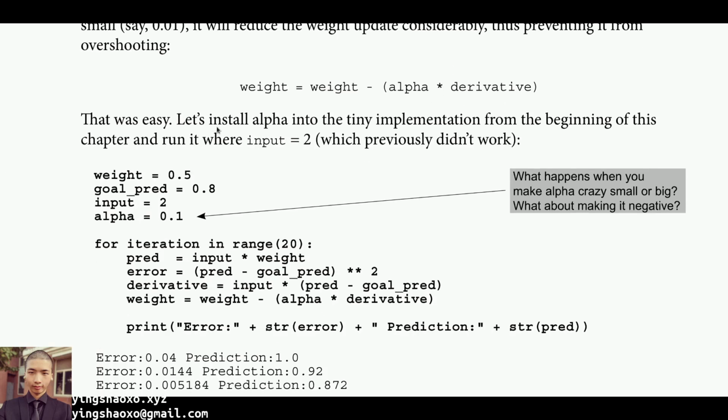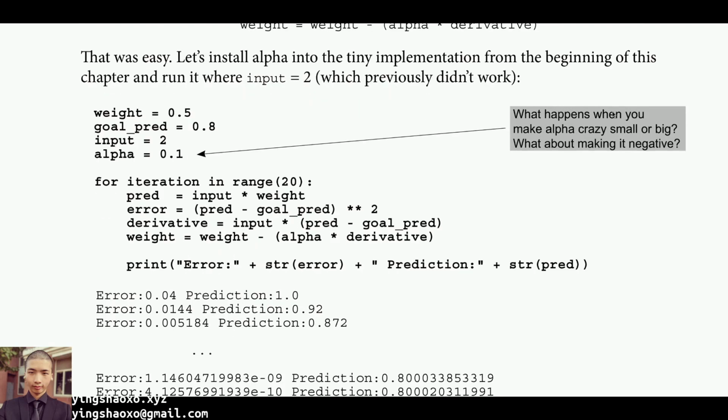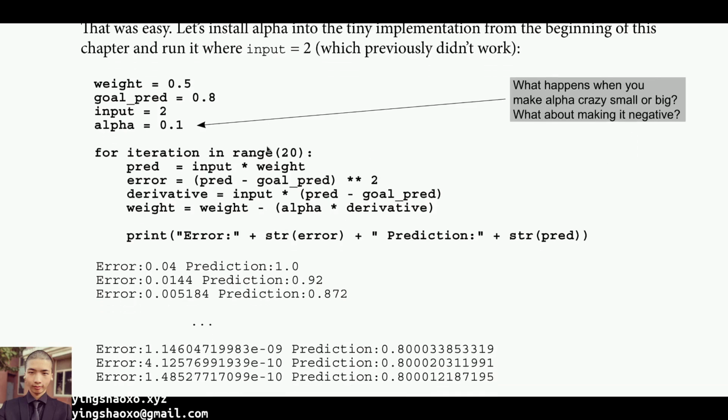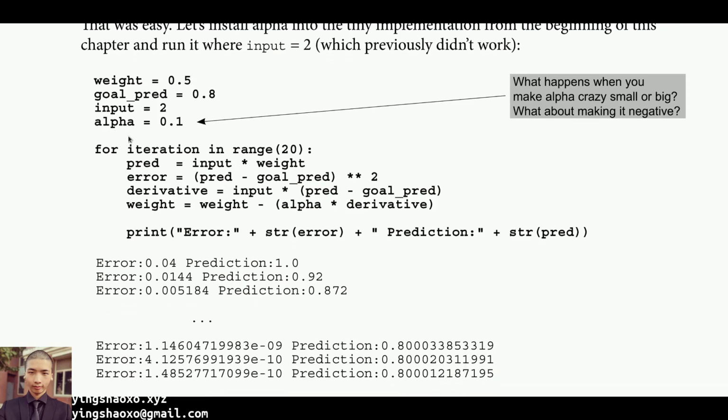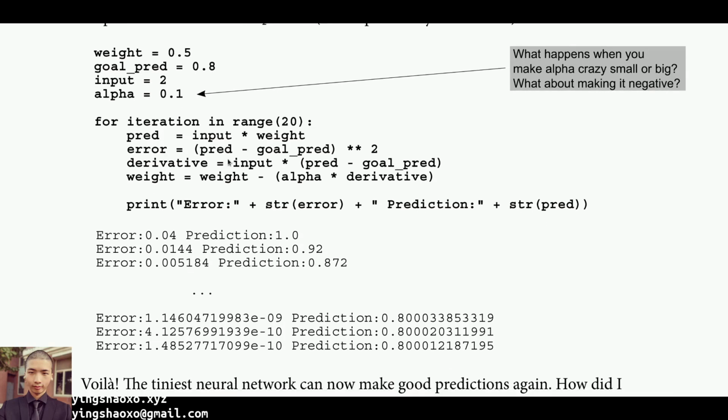Let's install alpha into the tiny implementation from the beginning of this chapter, and run it where input equals 2, which previously didn't work. What happens when you make alpha crazy small or big? What about making it negative? I don't know. To be honest, I haven't used the alpha variable before I read this book. When I use popular frameworks like TensorFlow or Keras, I didn't use the alpha parameter. It's weird.